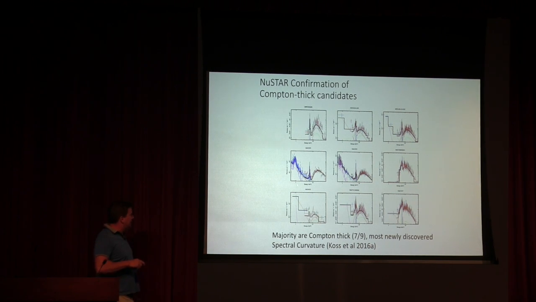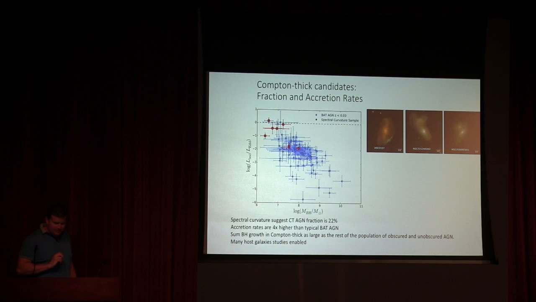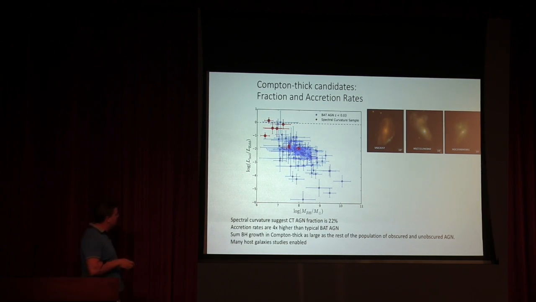And you can see they all have very strong reflection humps and iron K alpha lines. And I think we could do something similar on STROBE-X. Now, why this is important is that I took the spectral curvature estimate, and then I said, okay, I'm measuring the black hole masses using velocity dispersions and other measurements. If I look at these sources, where do they lie?